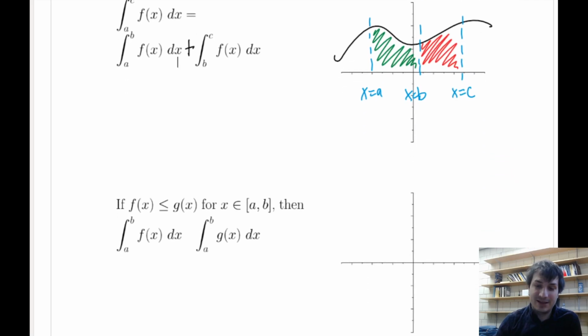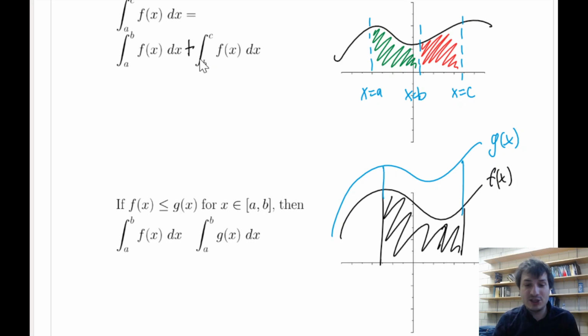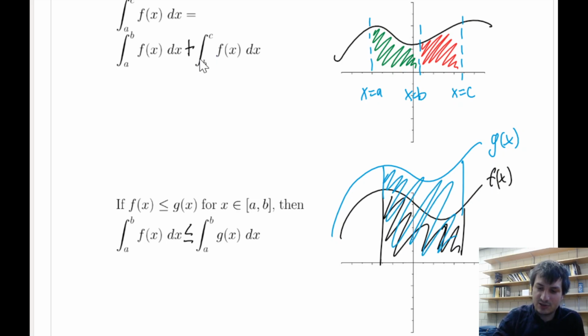Here's another one. If you have two functions, maybe you have one function f of x, and you have another function g of x. If f is less than g, then you can expect that the area underneath f, how does that compare to the area underneath g? The area under g has to be bigger. So integrals respect inequalities. So the area under g is definitely bigger than the area under f.